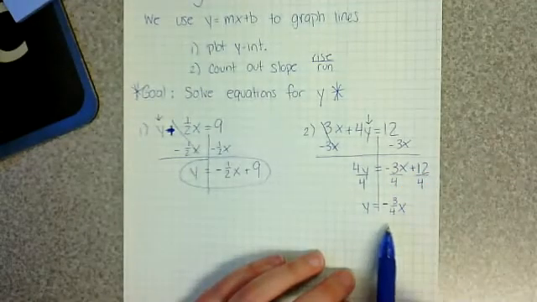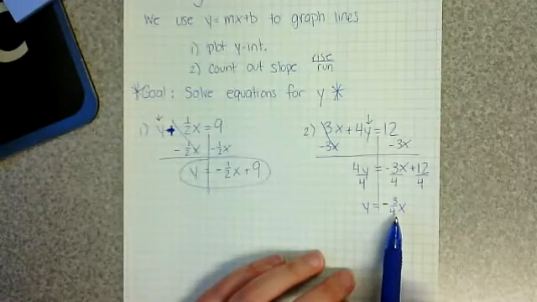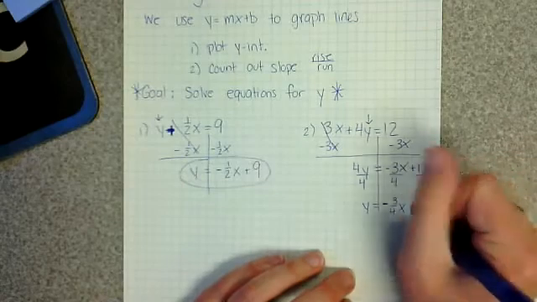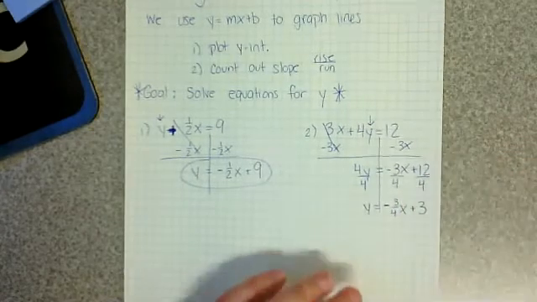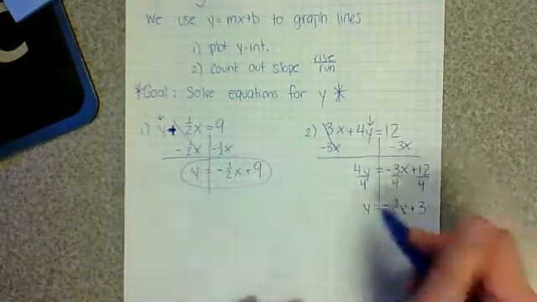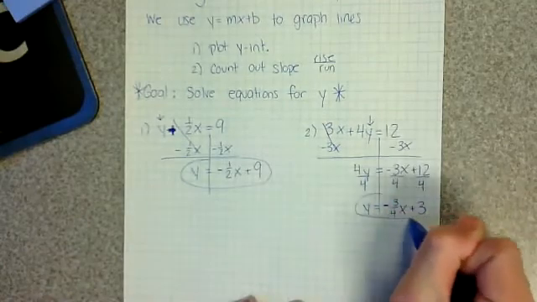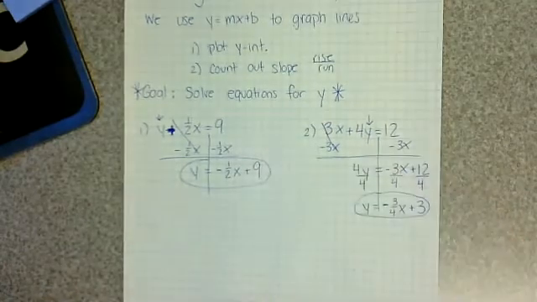I'm going to leave this as a simplified fraction, okay, because here's my rise, here's my run, and positive 12 divided by 4 is a positive 3. Now I have my equation solved for y.